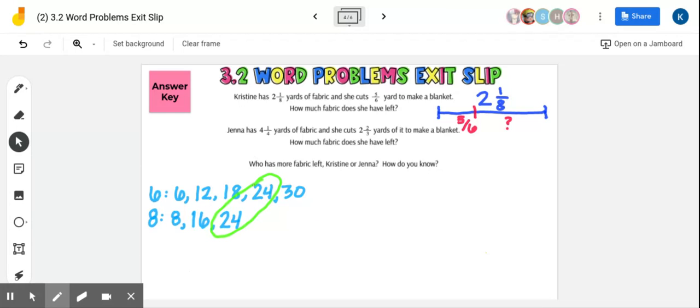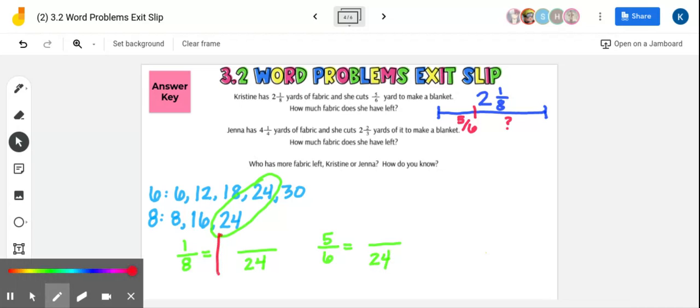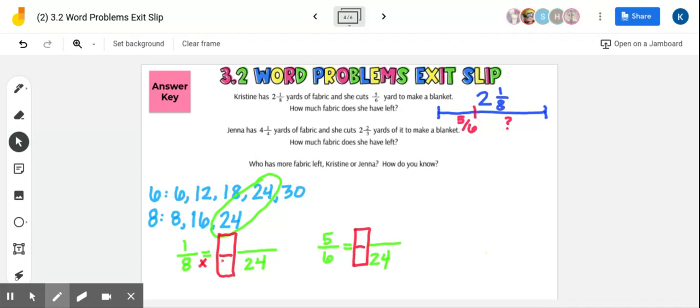So when I do this, I'm going to subtract. And actually, I'm just going to find equivalent fractions first. 1/8 is equal to something over 24, and 5/6 is equal to something over 24. This is where I use my giant 1 to find my equivalent fractions. Okay, 8 times 3 is 24, so 1 times 3 is 3. And 6 times 4 is 24, 5 times 4 is 20.